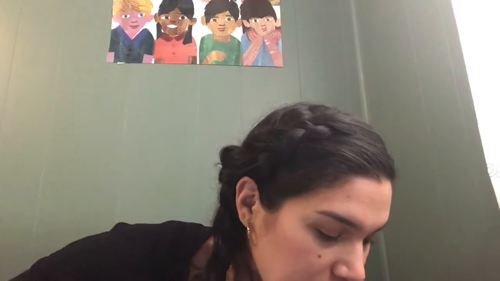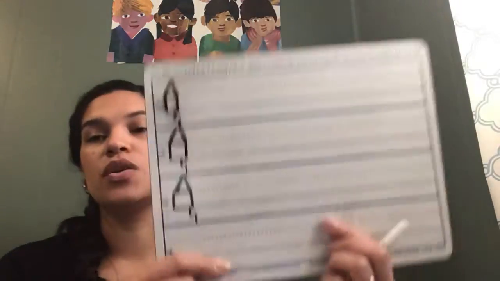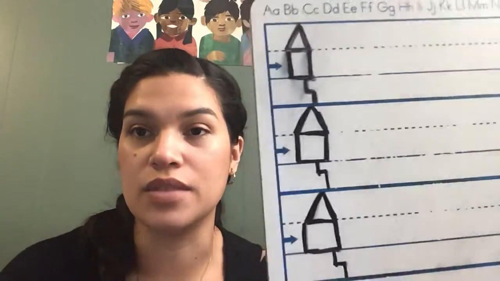So, I have my little whiteboard. And my little whiteboard has my little house. And I just dropped my marker. So give me 1 second. Typical Miss Medina. Typical. Okay, so here I have my whiteboard and here's my OG houses.